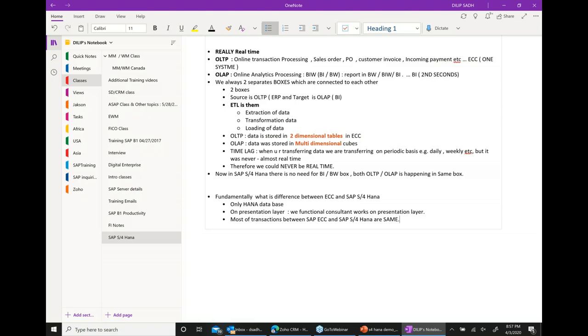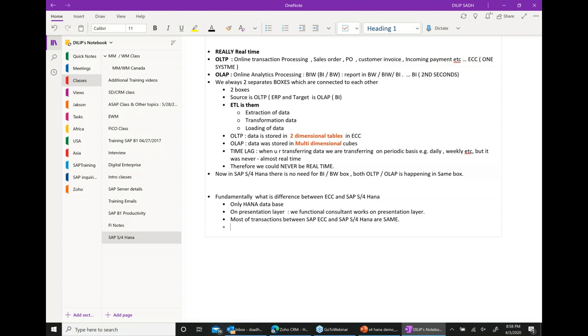Some differences, but most transactions are the same. Now, whether that similarity is 99% or 98% or 97%, I don't know. That's very difficult to quantify because there are so many transactions. But when you're creating a sales order, VA01 is the same in HANA. When you're creating a purchase order, ME21N, you have ME21N in SAP S/4HANA, so they are all the same.